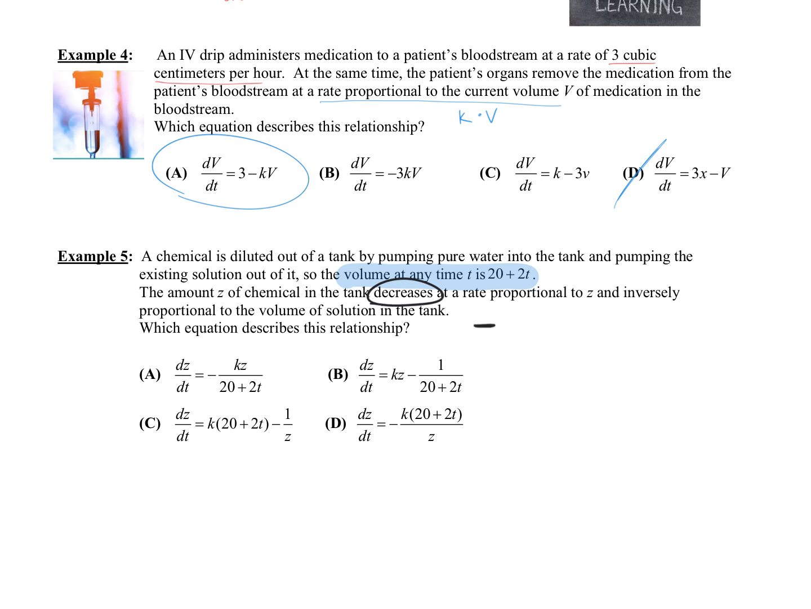And then it says a rate that's proportional to Z. So proportional to Z would be K times Z. And then if it's inversely proportional to the volume, we would divide that by my volume. But what is my volume? 20 plus 2t at any time, right? So this should be 20 plus 2t. So of those options that I've got, that would be letter A.